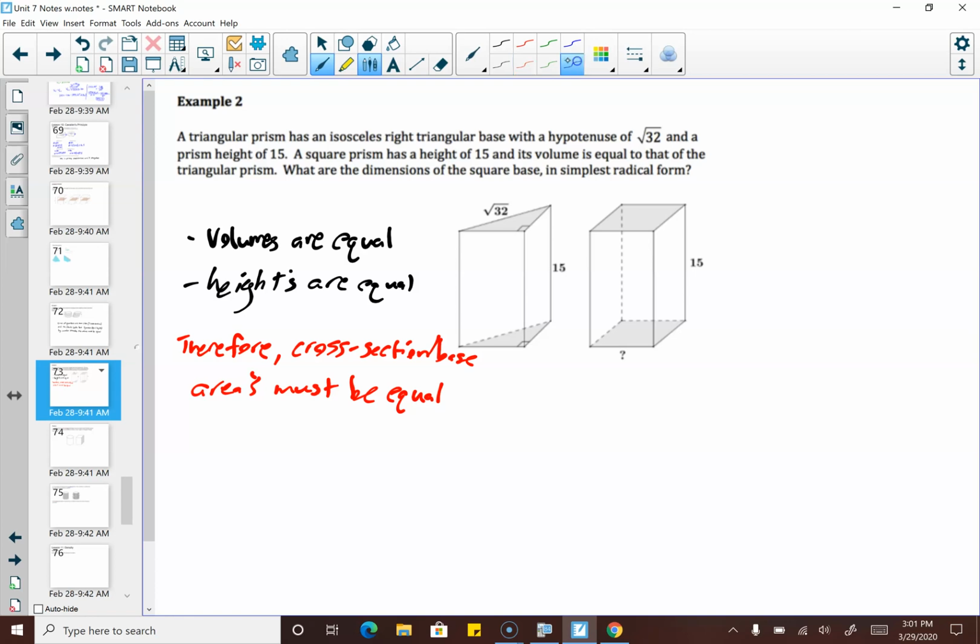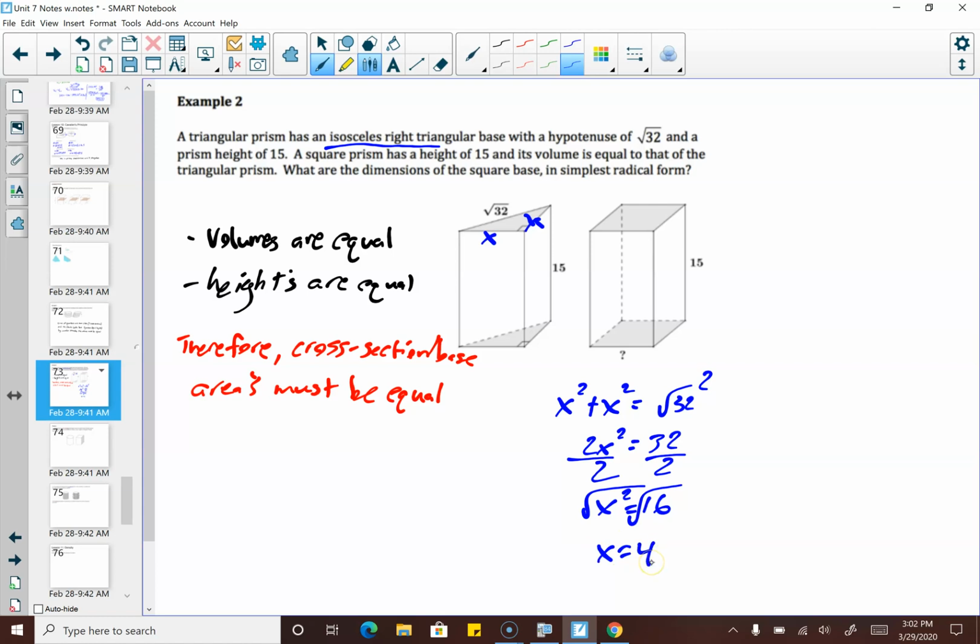So because they told us this was an isosceles right triangle, we know that the two legs have to be the same. So if they gave us the hypotenuse, we can go x squared plus x squared equals the square root of 32 squared and do Pythagorean theorem. X squared plus x squared is 2x squared. Square root of 32 squared is 32. We'll divide both sides by 2, and x squared is 16. Square root both sides, and x equals 4. So we know that the dimensions of each side of that triangle is going to be 4.